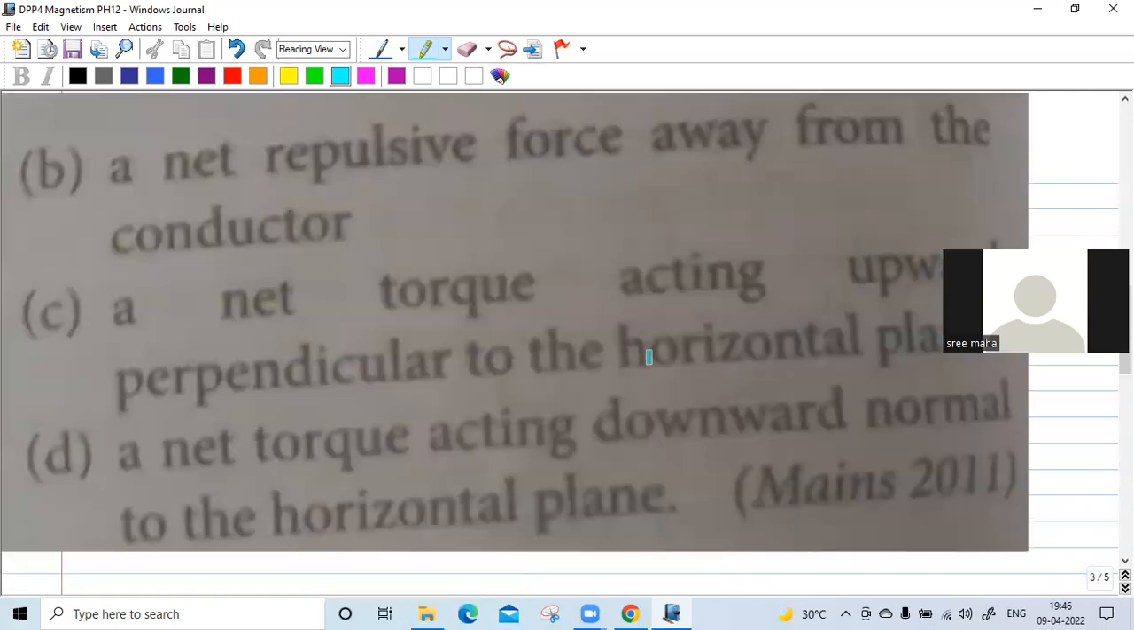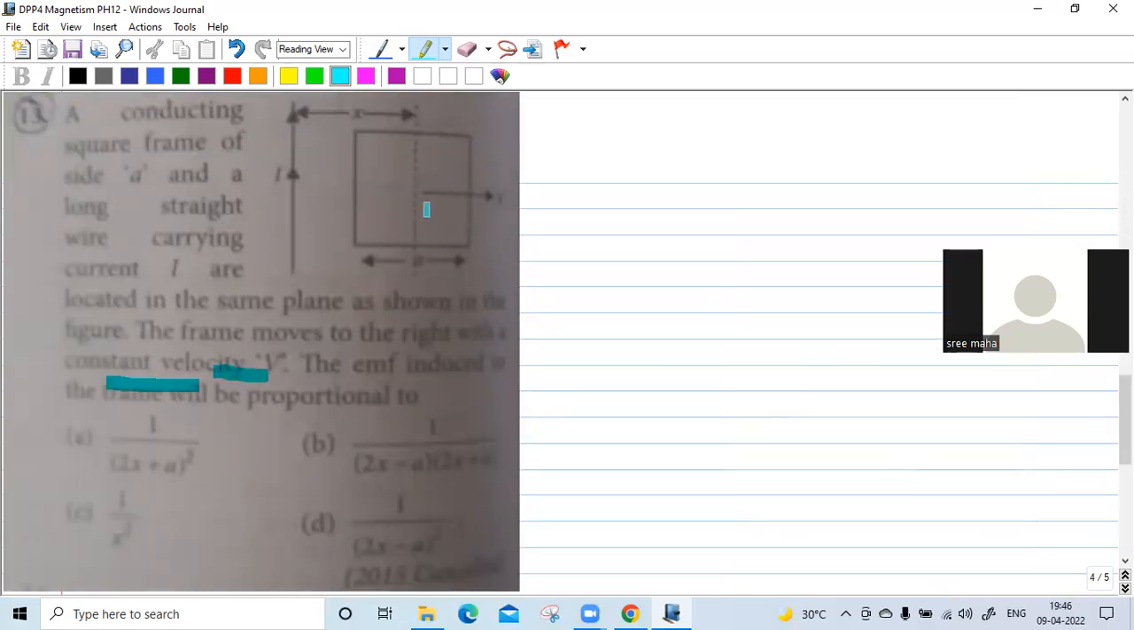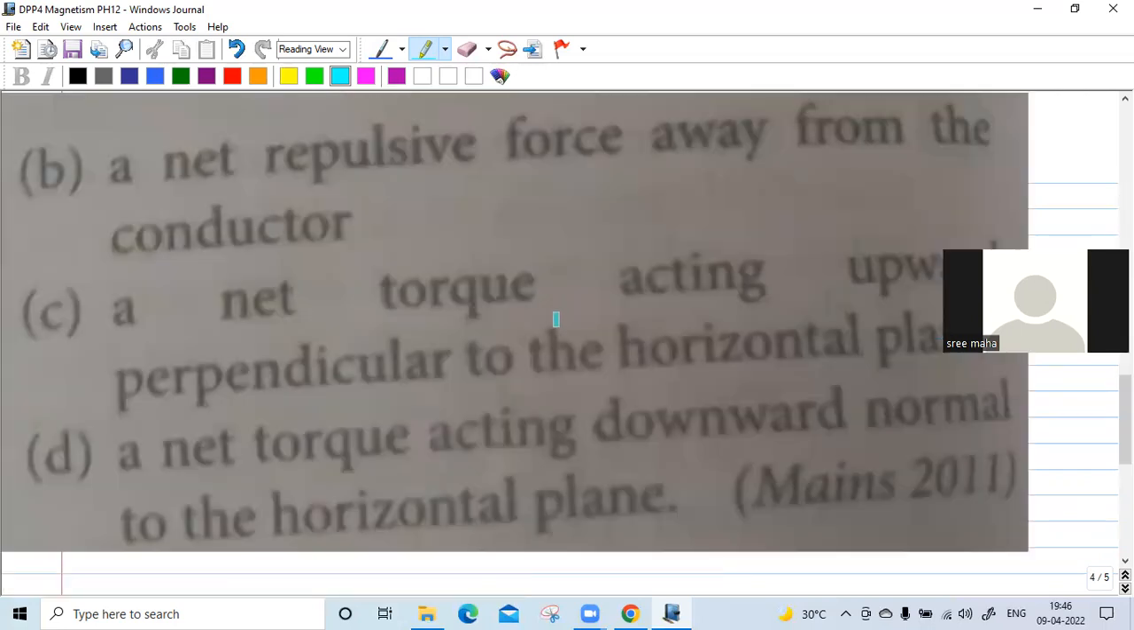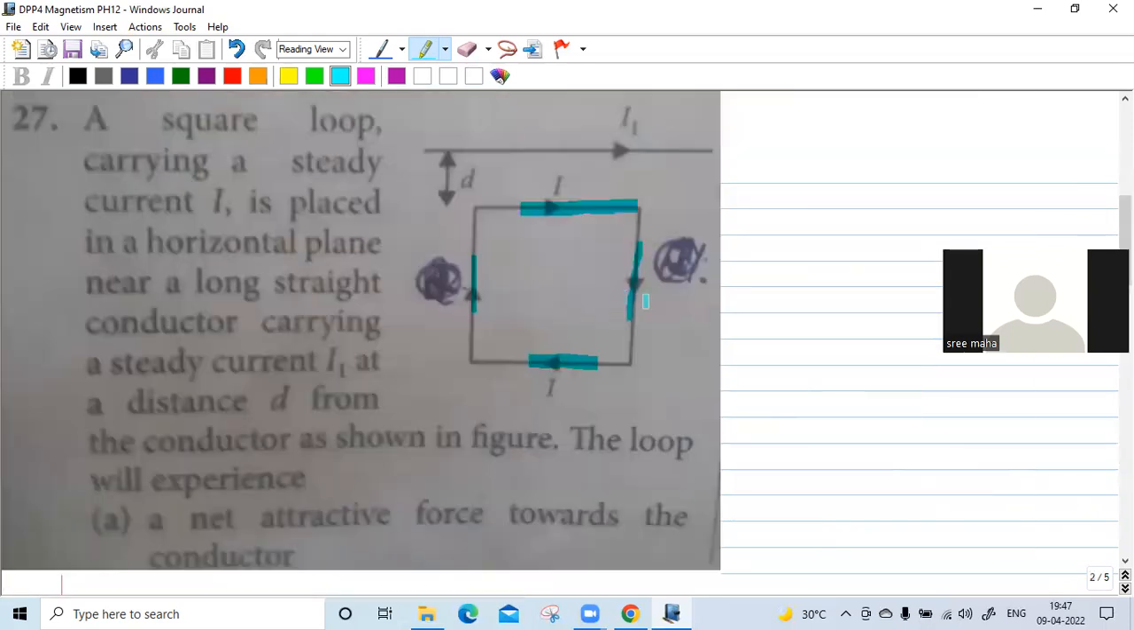It's possible because from this question itself, there will be a net force, right? Because the force on this one is more. So it's possible for the force to act on this if, in addition to this, there is a current. Here also there will be a current. And this force, the current is same. How can the force be zero? It's exactly the same question.